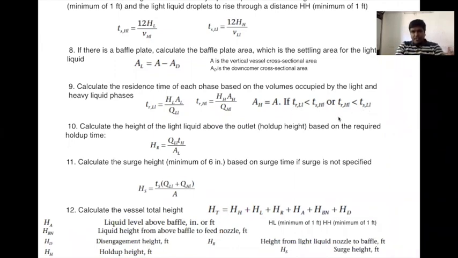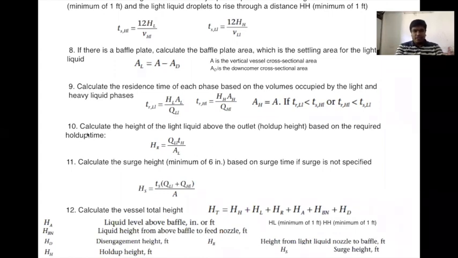Now if this design criteria is not satisfied, then you have to do the design calculation again and change the diameter. So if the residence time of the lighter liquid is less than the settling time of the heavier liquid, or if the residence time of the heavier liquid is less than the settling time of the lighter liquid, then you have to change the design parameter again and do the recalculation. And if it is vice versa, then you can continue to point number 10. In this way the design is defined.